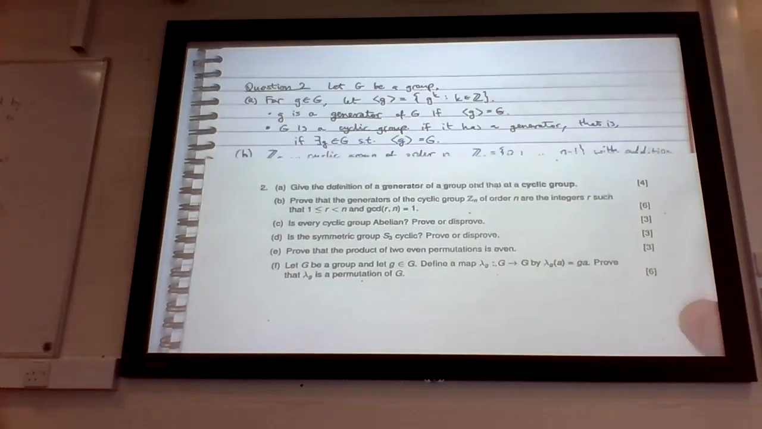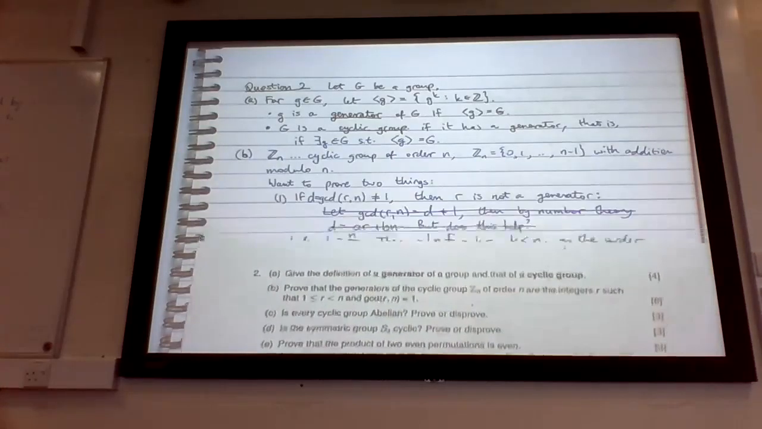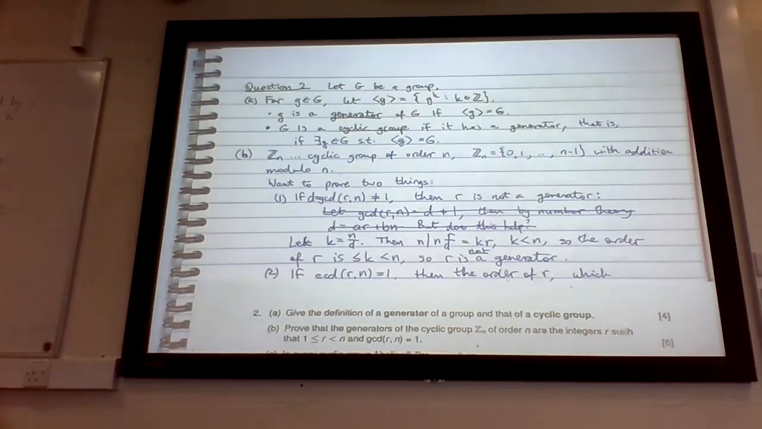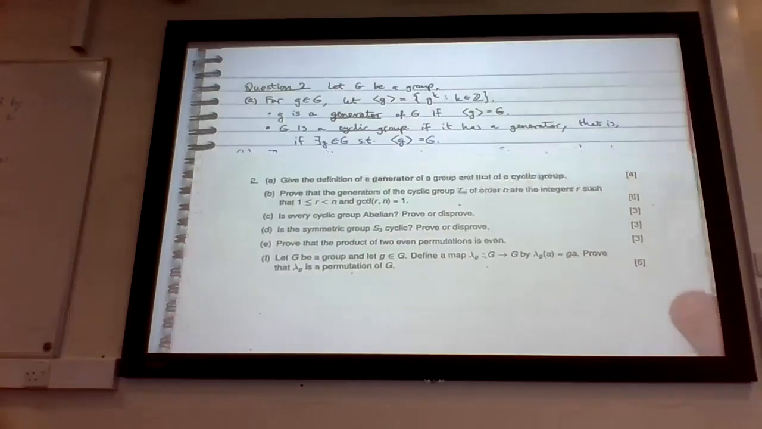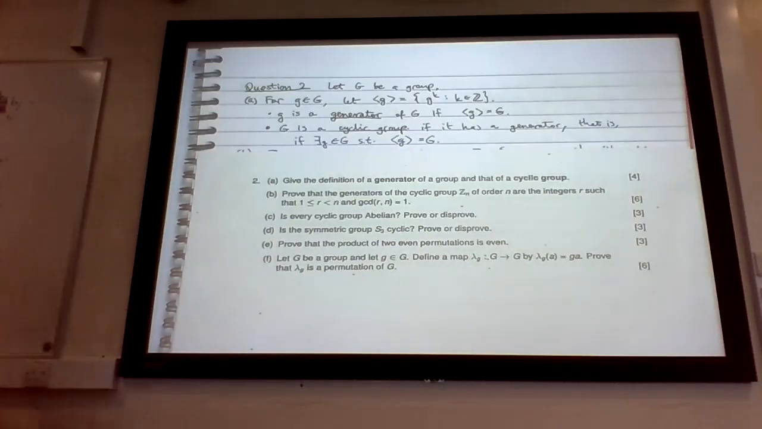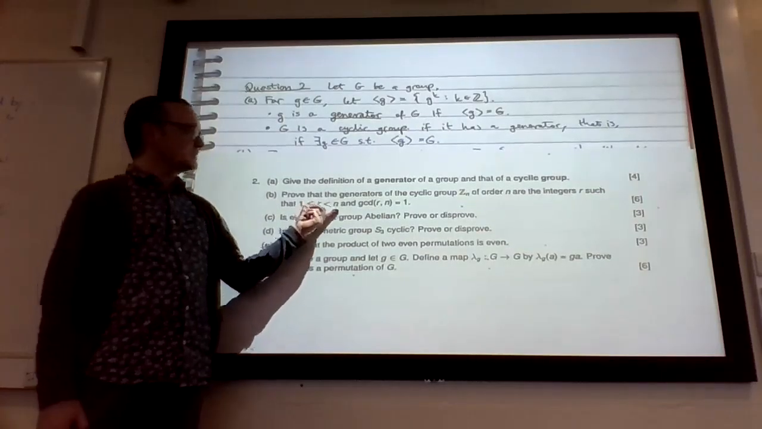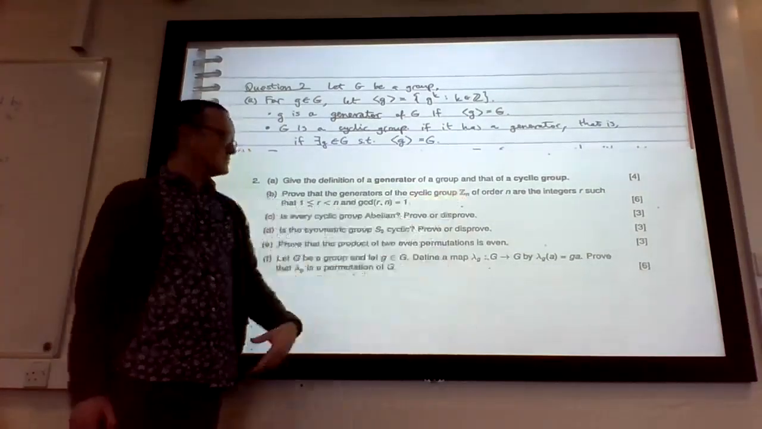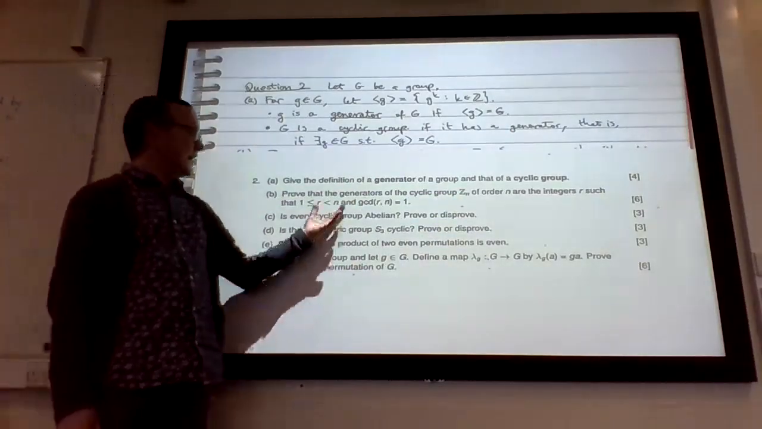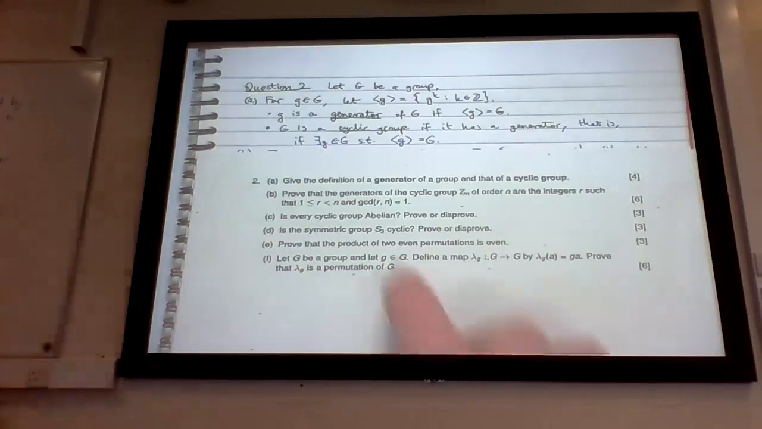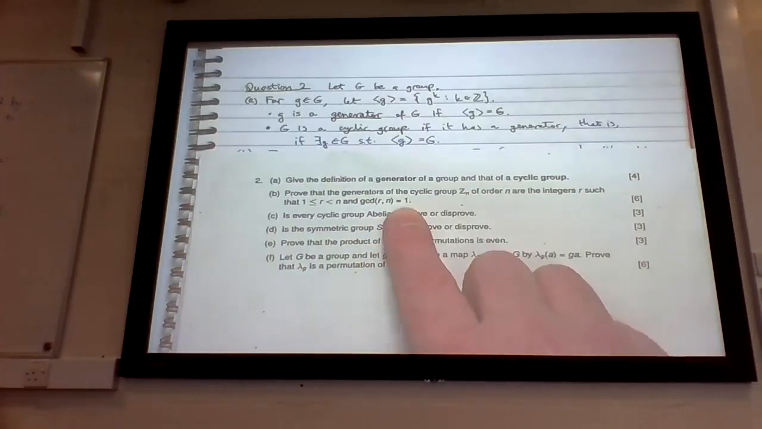When you write these questions, though, sometimes you don't know what you're asking for. So B, the generators of the cyclic group Z_n of order n are the integers r, okay, between 1 and n, fair enough. They're what we speak of as the standard representatives of the congruence classes. But you must have gcd of r and n to be 1. So it's only when they're co-prime are you looking at a generator.